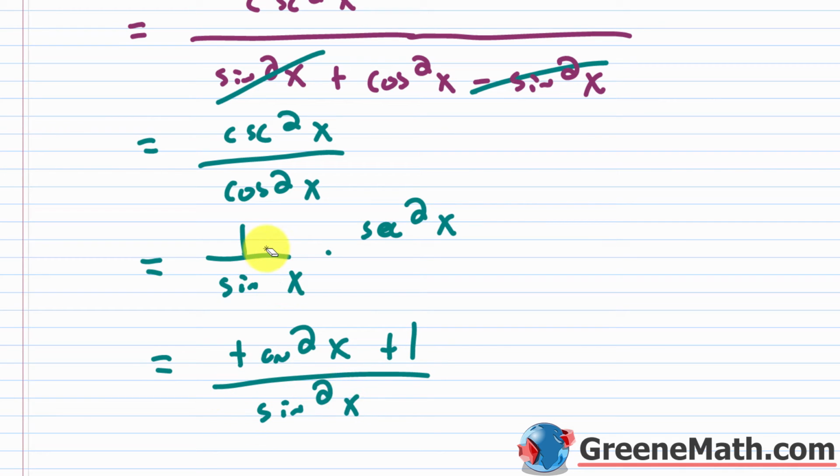Let me make this a little bit better so we don't think this is 2x. So this is a squared here. And so we're done here. We verified our identity. So let me put a check mark there.